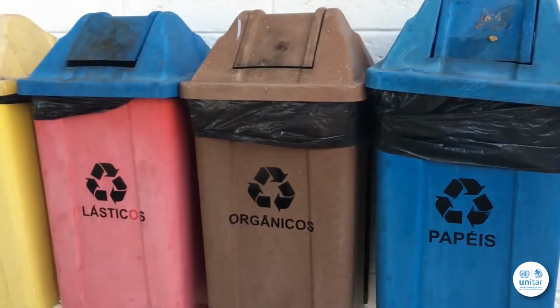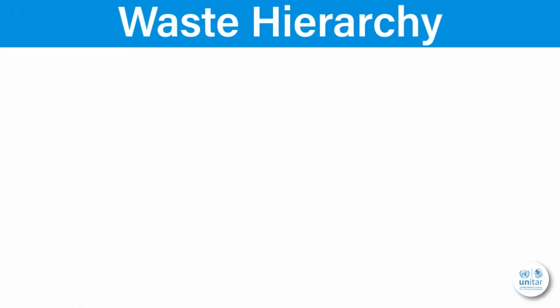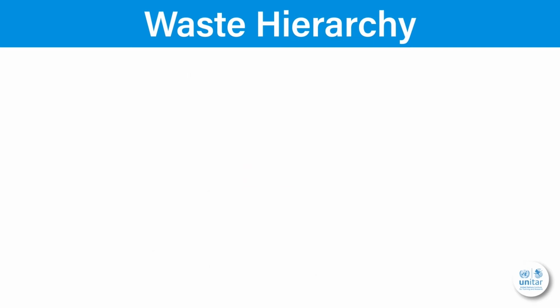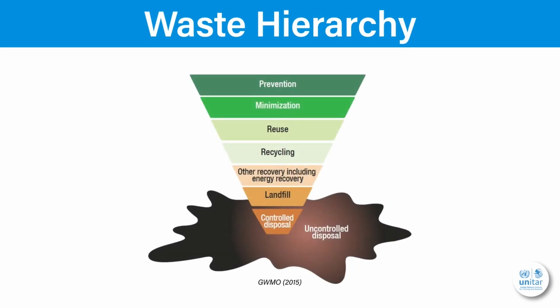But before we get into waste prevention, we must be familiar with the waste hierarchy. The waste hierarchy provides a generalized priority order for waste management options and technical approaches. Here is the waste hierarchy as presented in the Global Waste Management Outlook. The first important element implies preventing waste. Then comes minimization, reuse, recycling, other recovery, landfill, and controlled disposal.